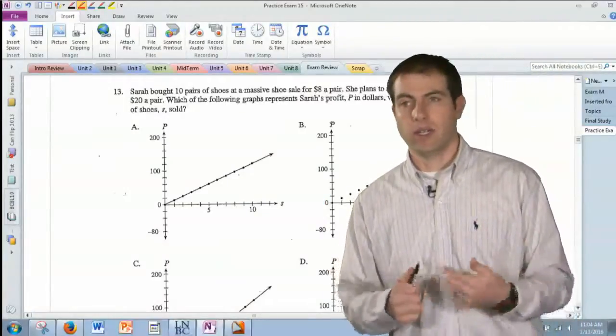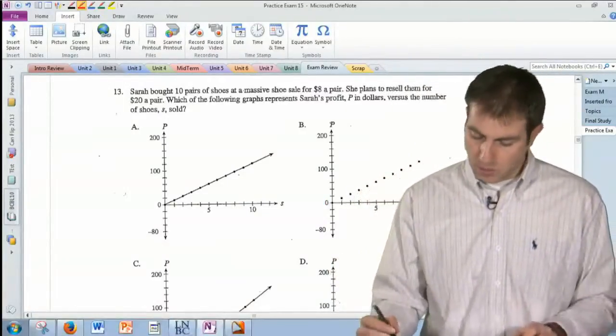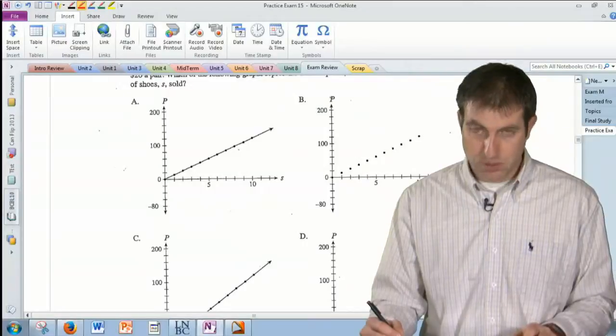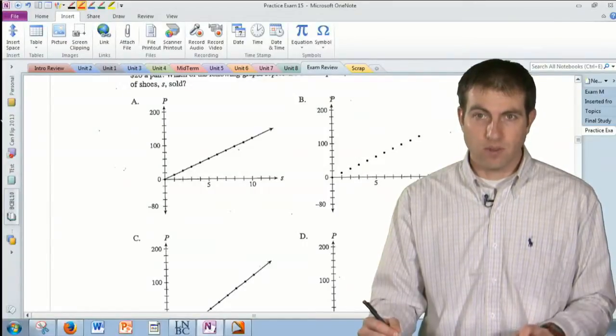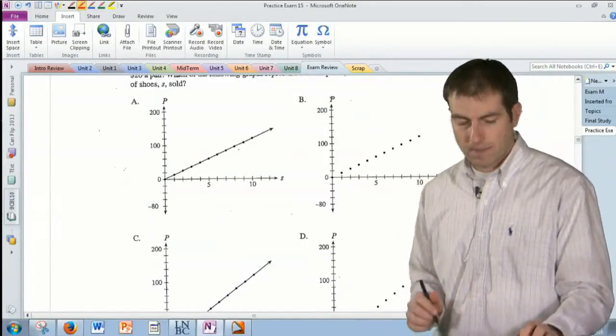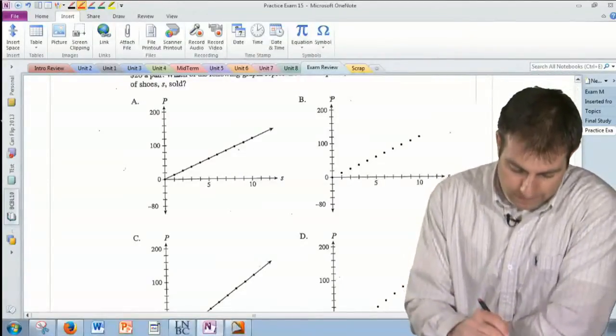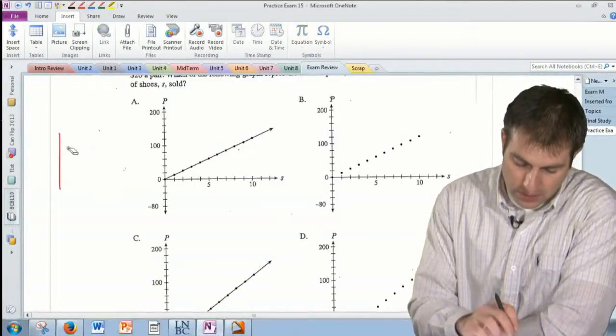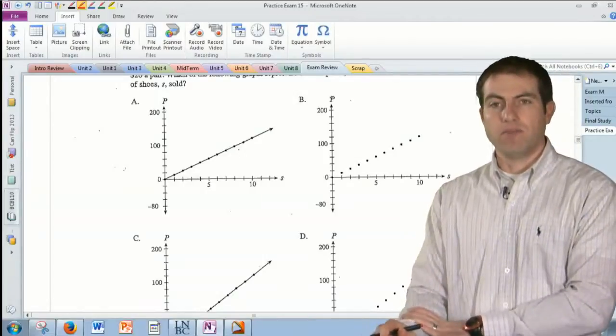What do we think? Ideas? You've got one or the other. Can't pick both. We have one continuous and one dot. Okay, so I guess I'll ask this question.